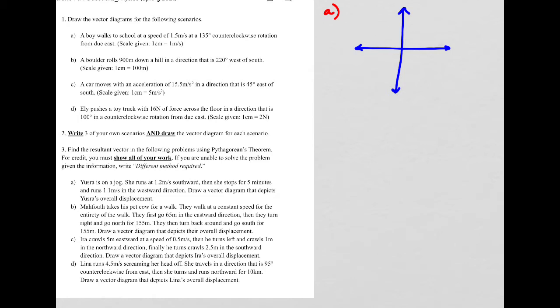She runs 1.2 meters in the south, 1.2 meters per second, I guess, isn't it? 1.2 meters per second in the southward direction. Then she stops for 5 minutes, but she doesn't say anything about her moving. She just stops. So then she runs again. Oops, I should have put this in the opposite. Dang it. There we go. So then she runs in the 1.1 for whatever speed she's going at, 1.1 meter per second in the westward direction. Draw a vector diagram that depicts Yusra's overall displacement.